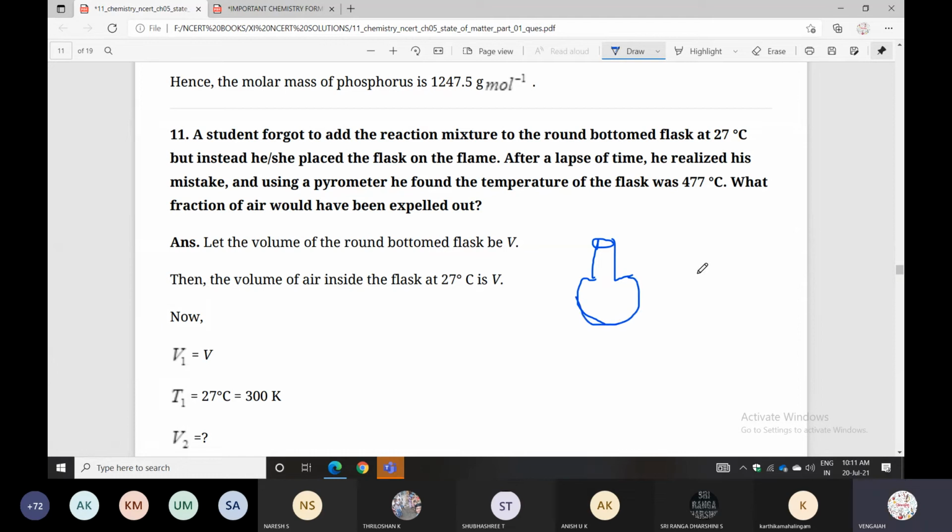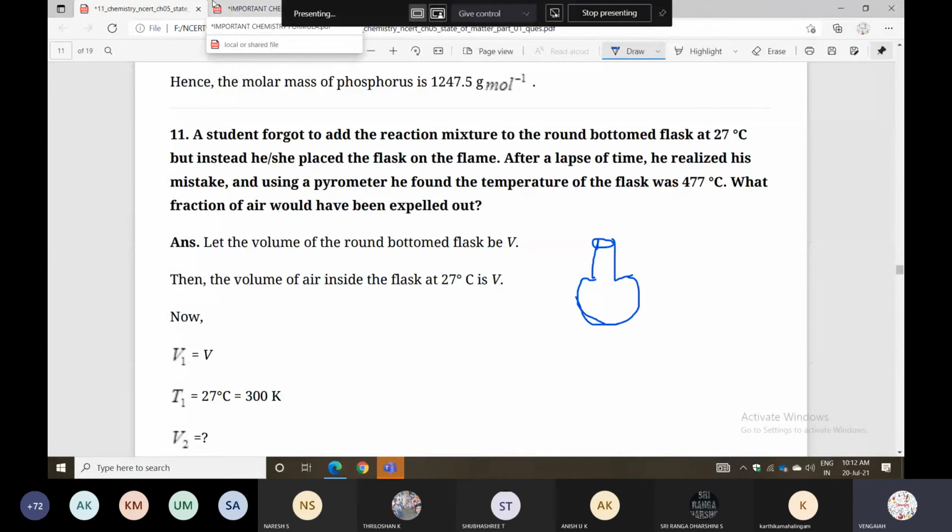Yes. This type will be there, that you can say round bottom flask. A student forgot to add the reaction mixture to the round bottom flask, but instead he placed the flask on the flame. After the lapse of time, he realized his mistake, and using the pyrometer, he found the temperature of the flask.